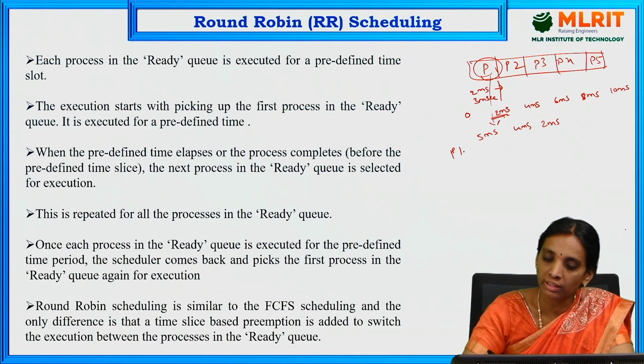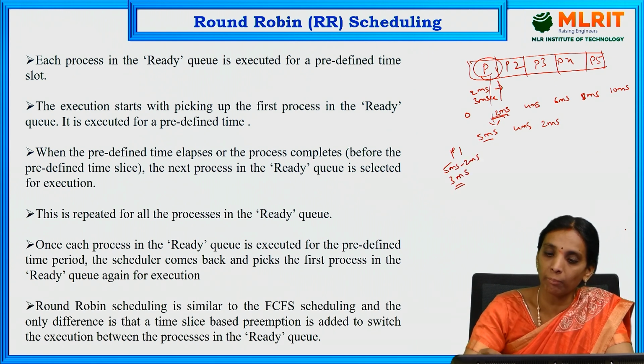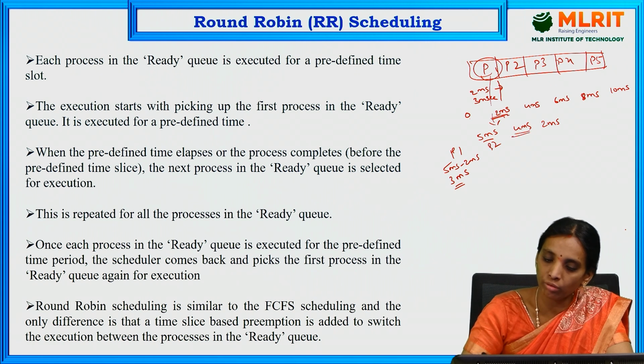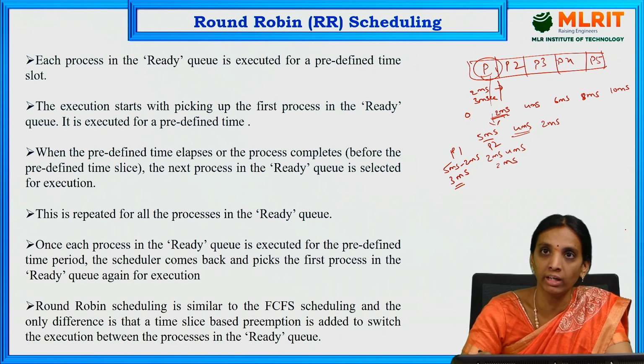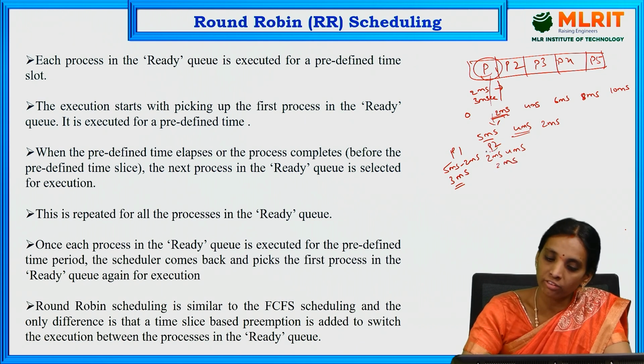So that means the remaining time for P1 is 5 milliseconds minus 2 milliseconds. There are 3 milliseconds left for completion of P1. Now P2 enters the ready queue and starts its execution. It started at 2 milliseconds and completed its 2 millisecond interval by 4 milliseconds. So now it is also preempted.